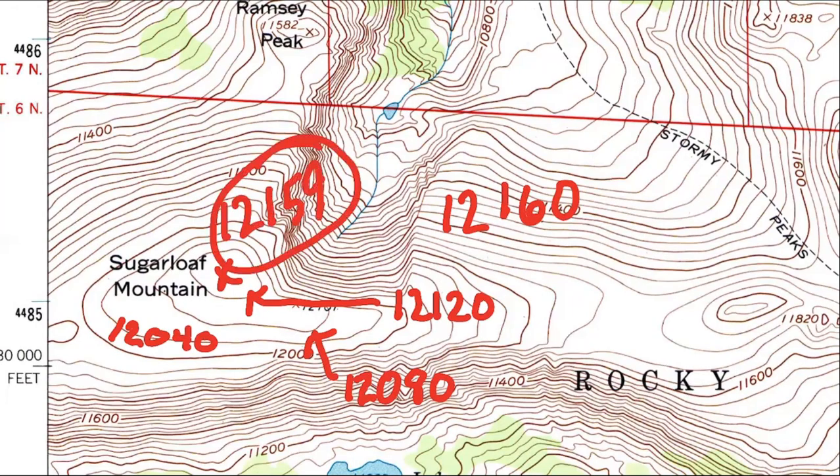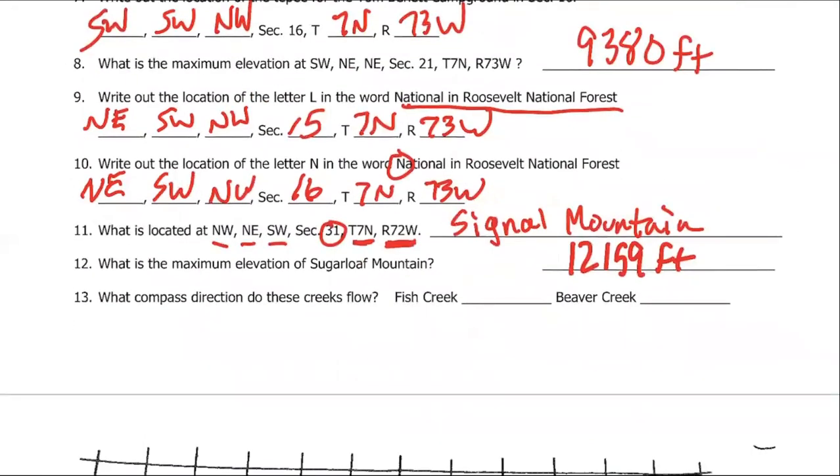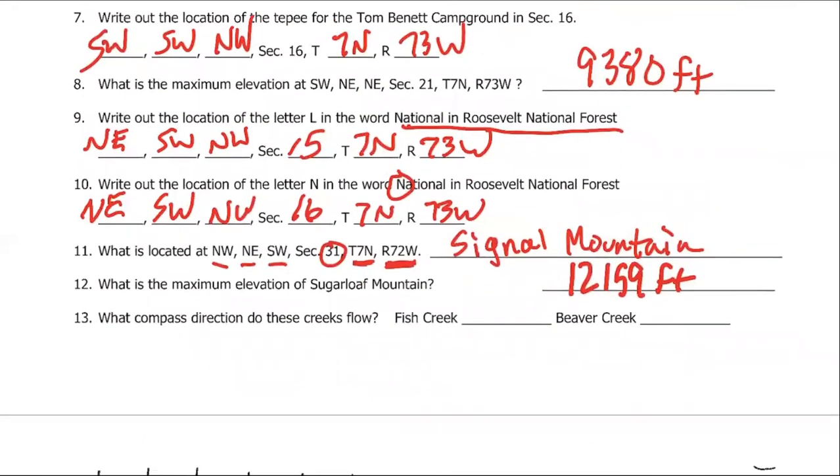So let's pop that answer back into this document, 12,159, and we will be just about done here. And that's in feet. So I hope that was fun for you. Those are sometimes really hard questions on these maps because you can't see what contours are what.